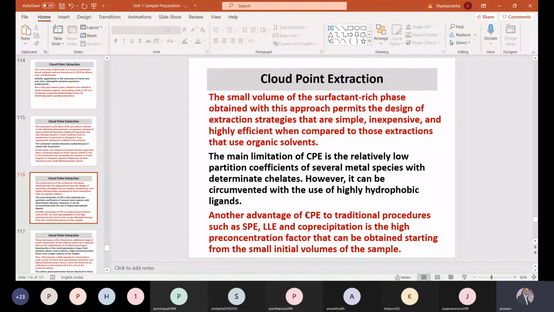एक फेज आप 5 ml लो और दूसरा 50 ml लो. It is generally not done. But in cloud point extraction, you can take 50 ml of sample and then you can make a phase of 5 ml of surfactants. So you increase the concentration 10 folds. So this is one of the major advantages of it.